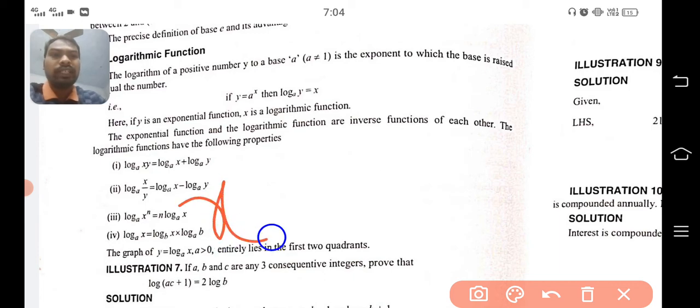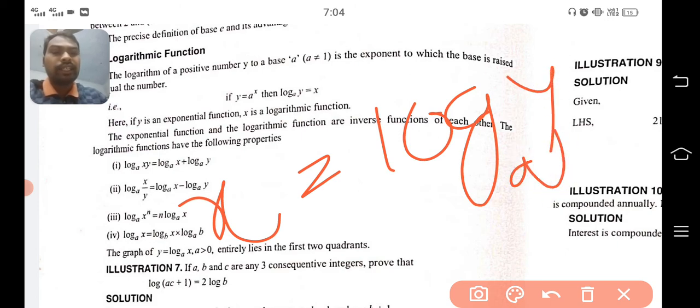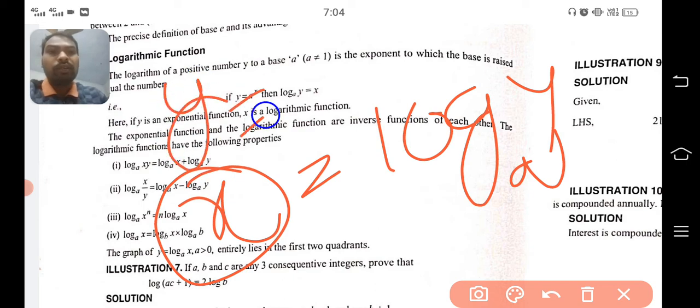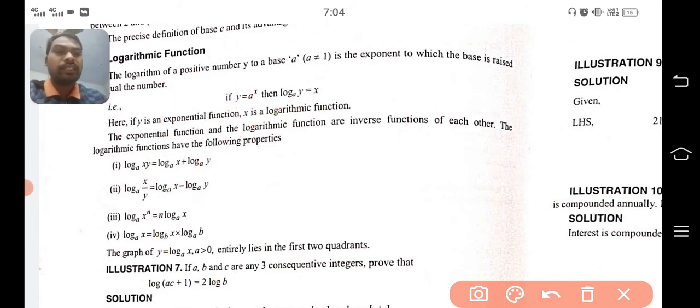And x is the inverse of the exponential function. x is equal to log base a of y, that x is your logarithm function. Yes. But whenever we denote y as a to the power x, then this y is your exponential function. Clear? So in a reverse manner we can represent the exponential function as a logarithm function and the logarithm function as an exponential function. The exponential function and the logarithm function are inverse functions of each other.